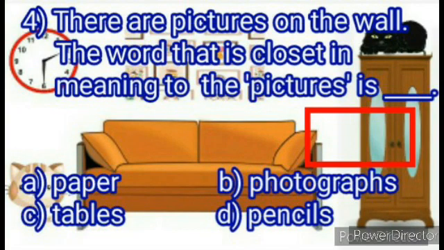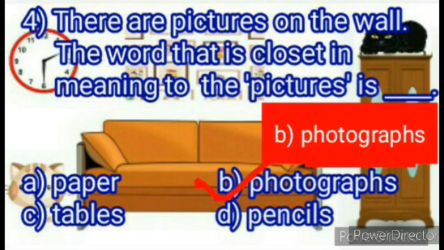There are pictures on the wall. The word that is closest in meaning to pictures is dash. Option A, paper. Option B, photographs. Option C, tables. Option D, pencils. What will be the correct answer? Photographs. Take option B and write the correct answer in the box.